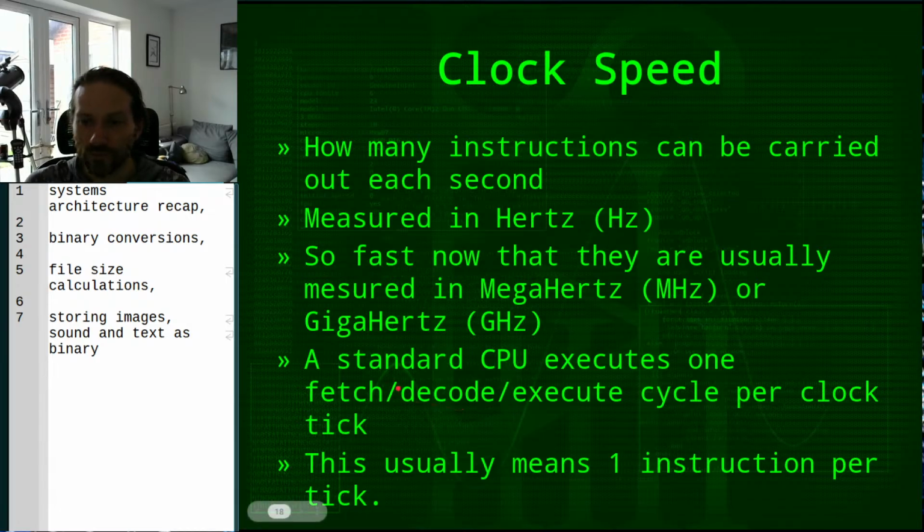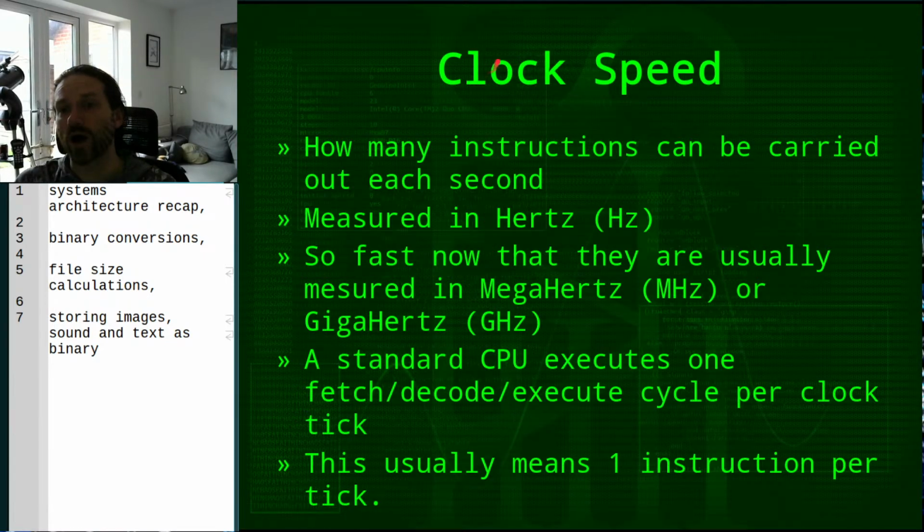Okay, so it stands to reason, right? If you can do more cycles per second, that means you can execute more instructions per second, and that means your programs will run faster, right?